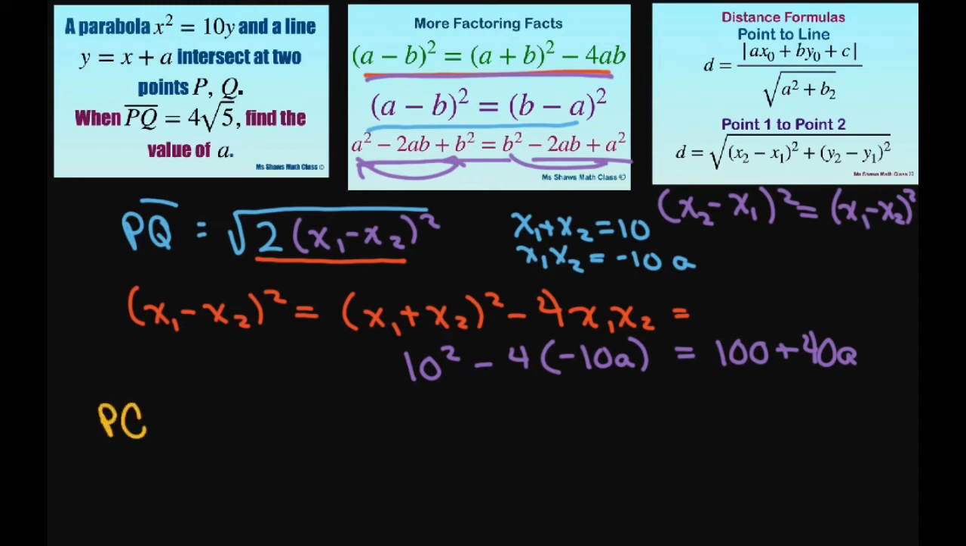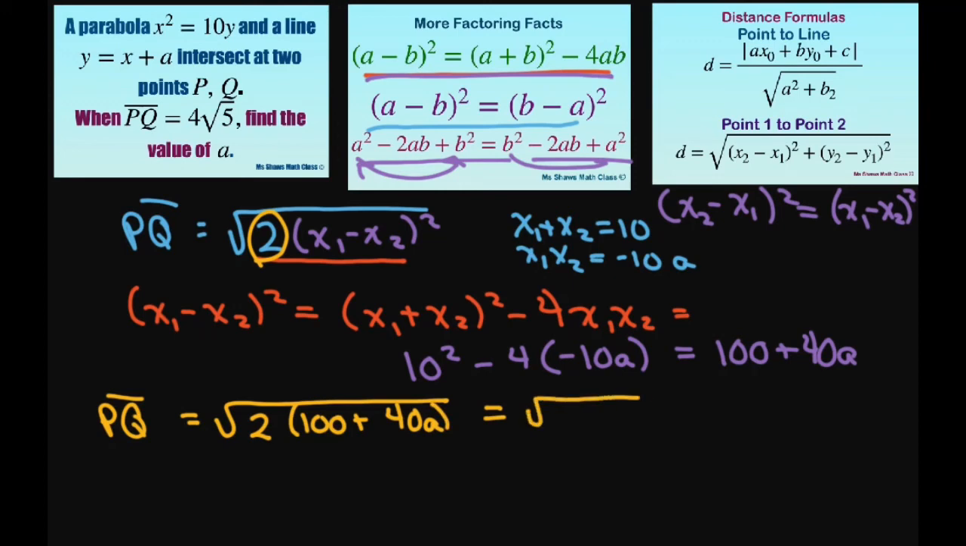Therefore, the length of my line segment PQ is going to equal the square root of, we still have this 2 here, 2 times 100 plus 40a. Now this is going to equal square root of 40 times 5 plus 2a. So I just factored out a 40. All right, now to simplify that, remember your 40 can be written as 4 times 10. So you take the square root of that. That means I can factor out a 2 and get square root of 10 times 5 plus 2a.